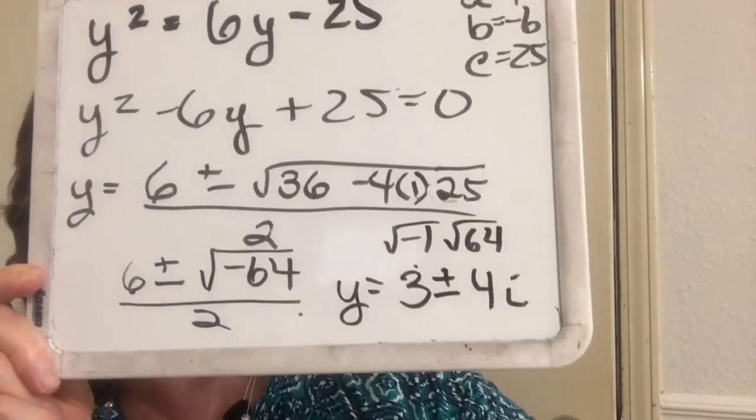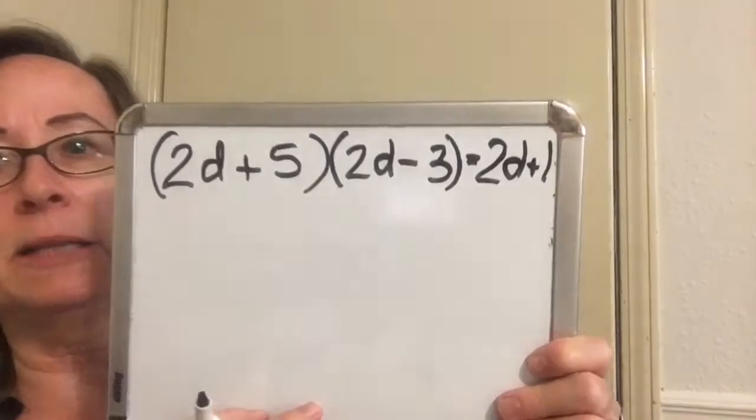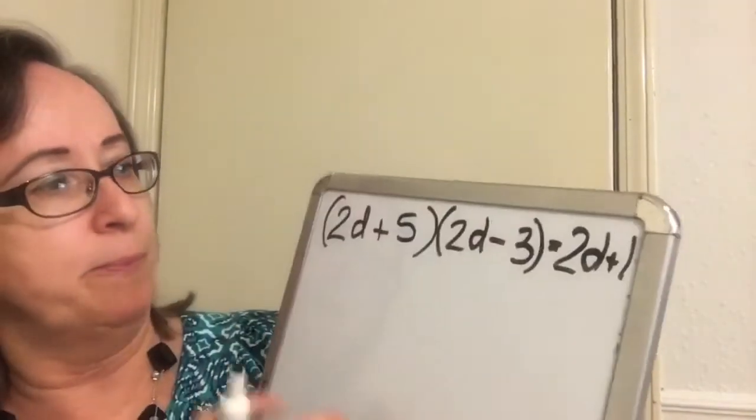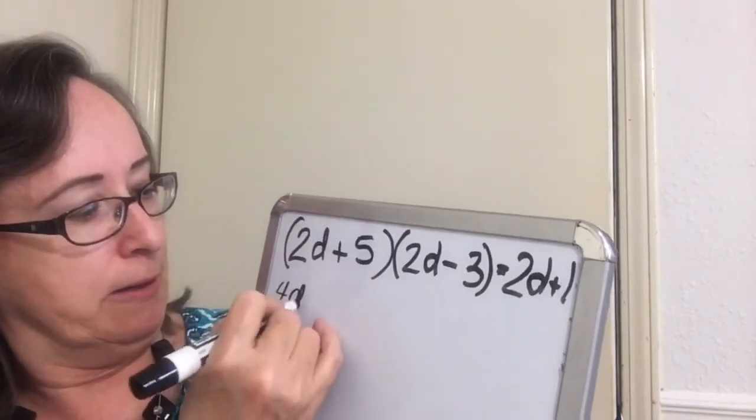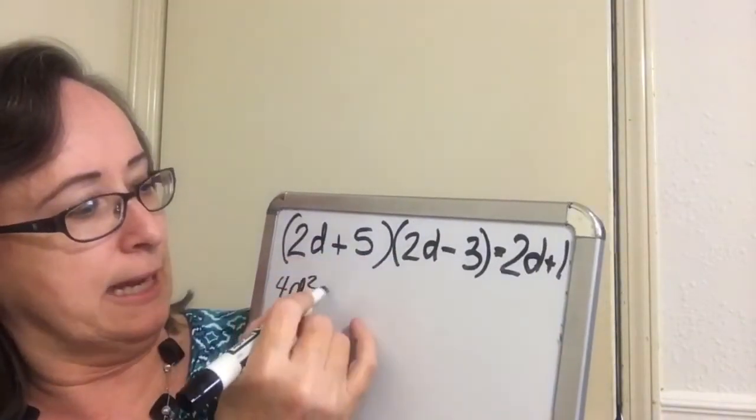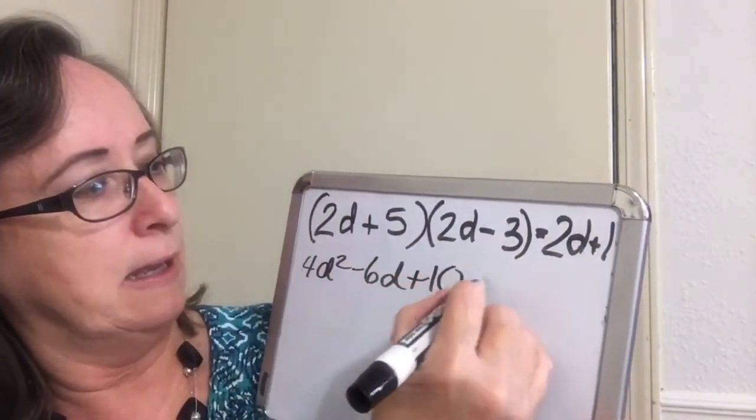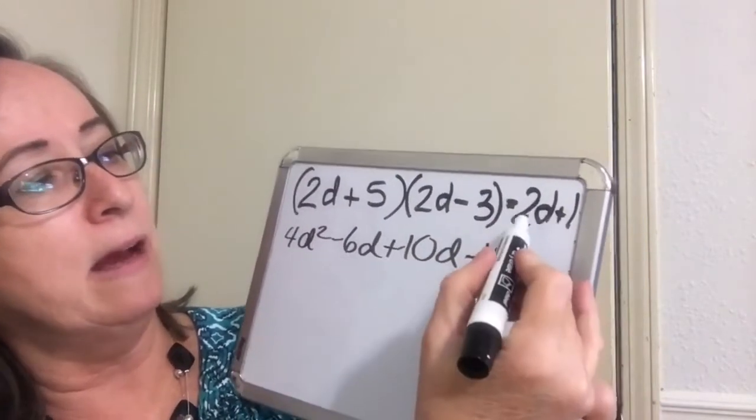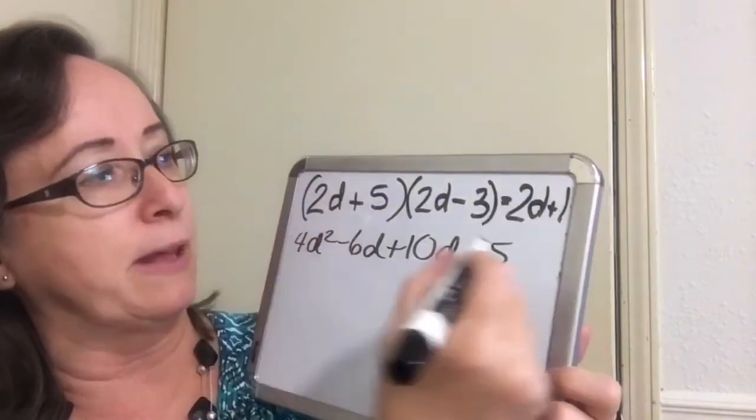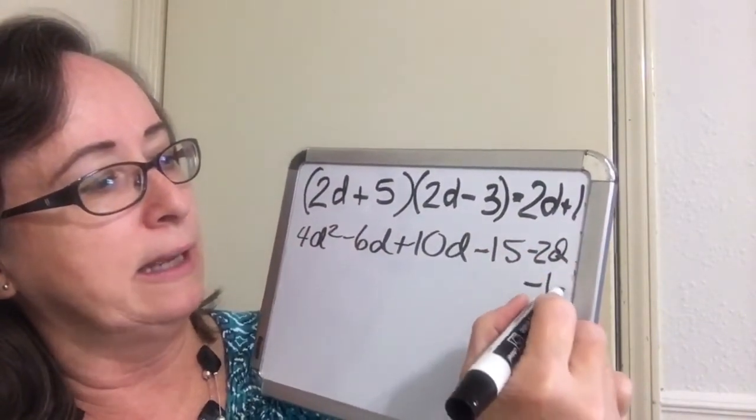Okay, we have one more problem to go before we go into the discriminant. So this one is going to take a little bit more work because it is not in the right form. So we're going to FOIL this, and we're going to get 4d squared. First, outside is negative 6d. Inside is 10d. Last is negative 15. Okay, and now this 2d plus 1, I'm going to move to the other side. So minus 2d minus 1 equals 0.